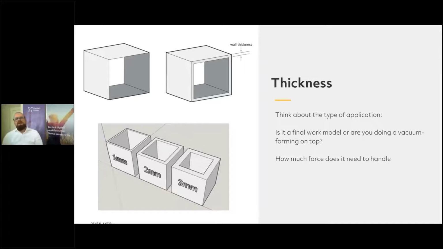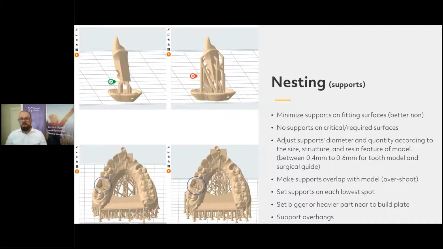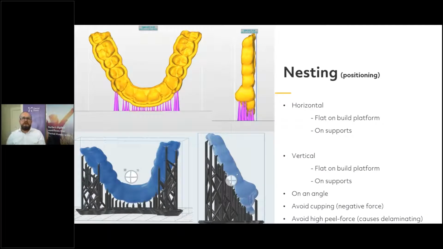So let's talk a little bit about the nesting, the positioning on the build platform. And there are different ways how we can do it. We can go horizontal, like we see on the top one on the splint. Sorry, not that one. On the models, there it is, sorry for that. Models you can print flat or on supports. I'll show that later in a small demonstration. We can print vertical. And do we need that directly flat on the build platform, or do we want it on supports? Do we want a ridge on it? There are different ways how to do that. You can print on an angle.